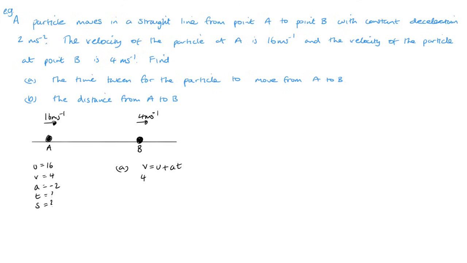So V is 4, U is 16, A is -2, and T we want to find. So 2T over this side, this equals 12, so T equals 6. So the time taken from A to B is 6 seconds.